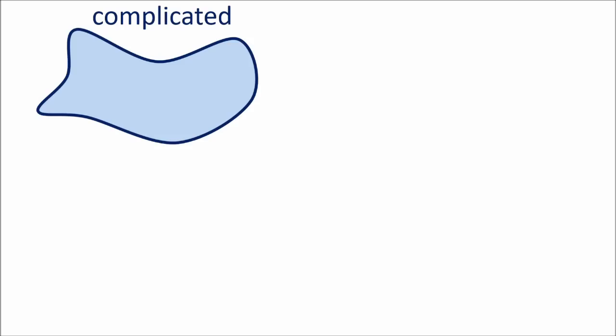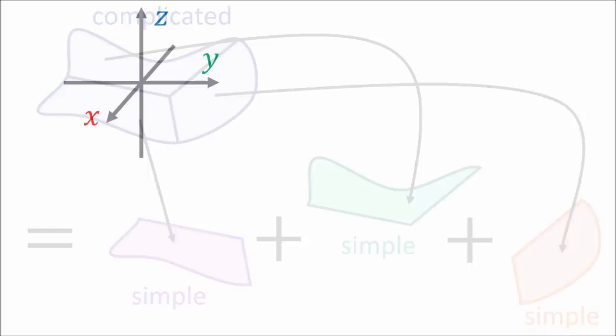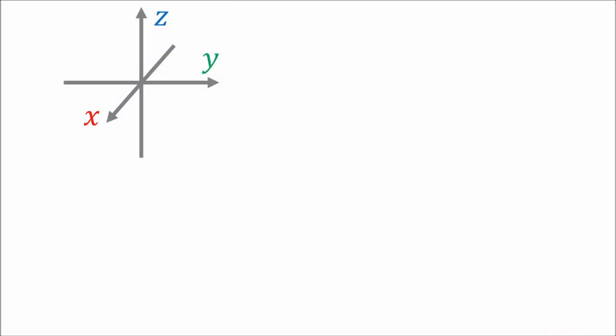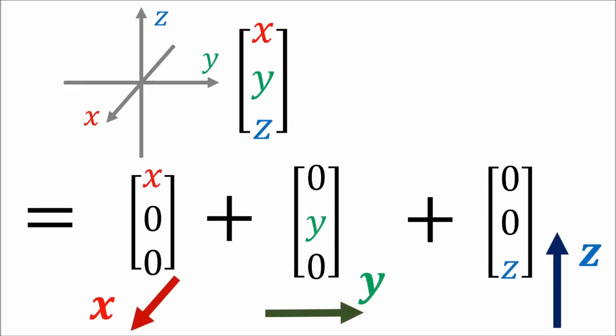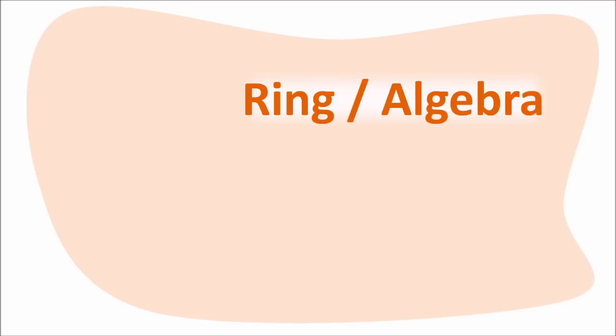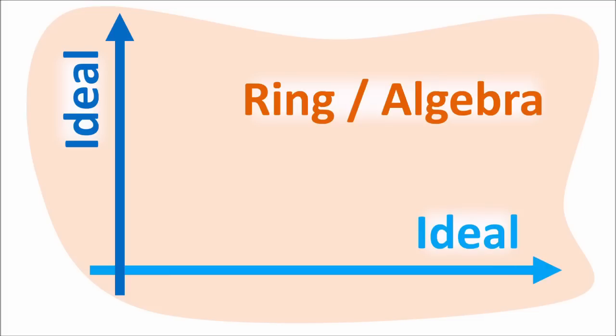In mathematics, it's often useful to take a complicated object and cut it up into simpler pieces. For example, if we have a three-dimensional vector space, one way to cut it up into simpler pieces is to introduce some xyz axes. This allows us to take a vector and break it up into a sum of x, y, and z components. When it comes to rings, ideal subsets are sort of like the axes of the ring. They allow us to break up members of the ring into smaller, more basic pieces.